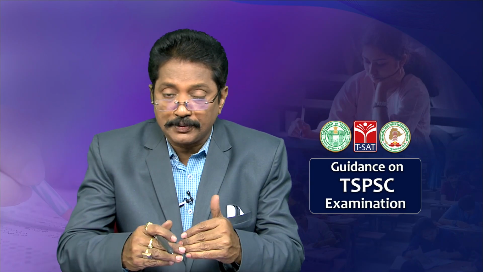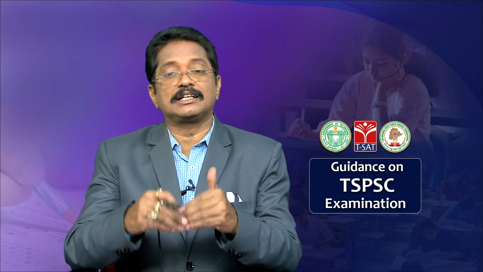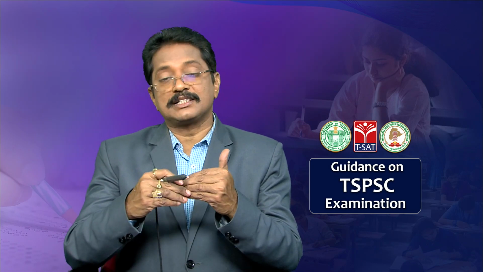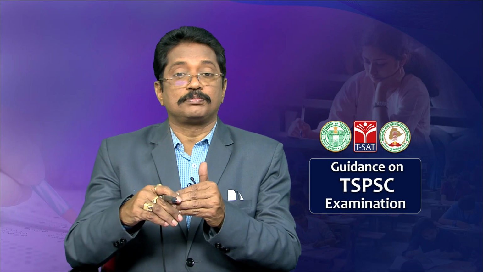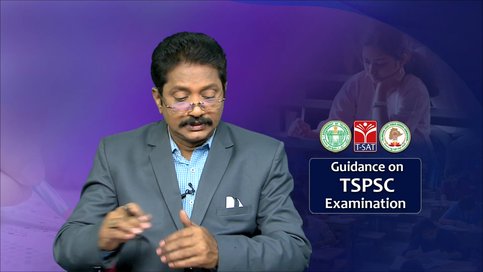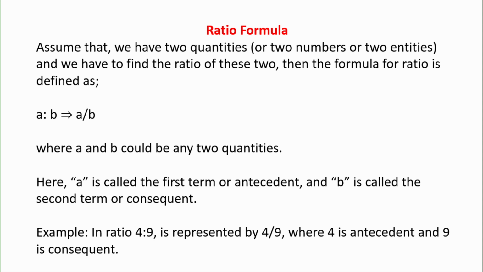So, there are three proportions, as you know: one is called direct proportion, the second one is called inverse proportion, and the third one is called continued proportion. Clear? Okay. So, what is the ratio formula? This is very important. We assume that we have two quantities, two numbers or two entities, and we have to find the ratio of these two. Then the formula for the ratio is defined as A is to B, you can say A by B, correct.